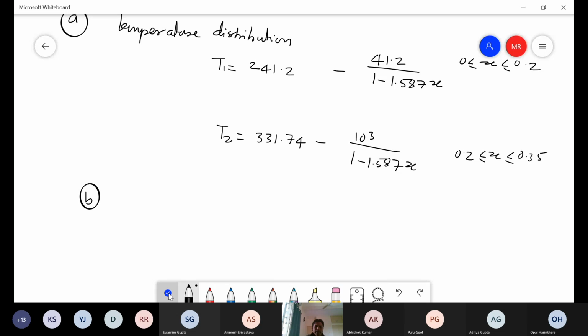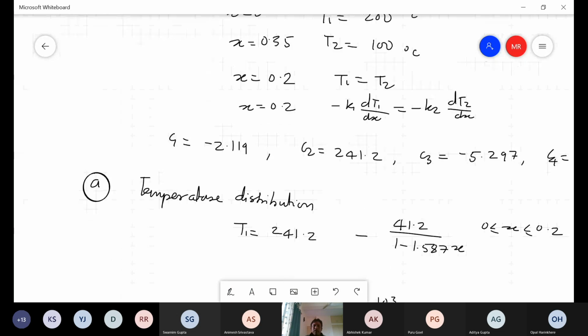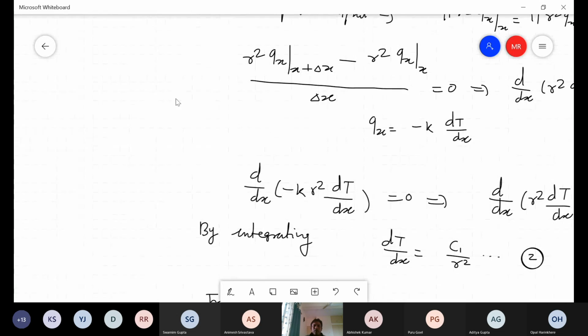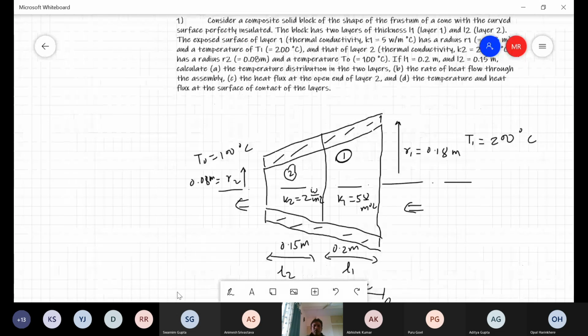In the part B, the question is, I can go back, go up, and then we can. You can answer in the meeting.